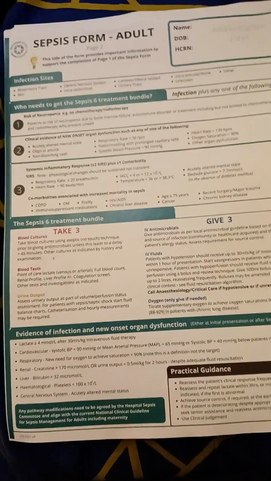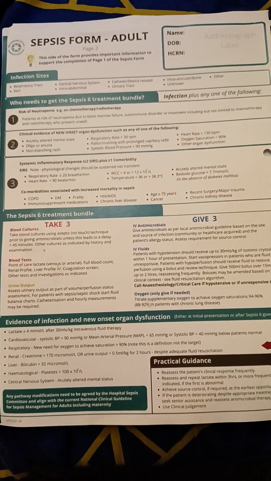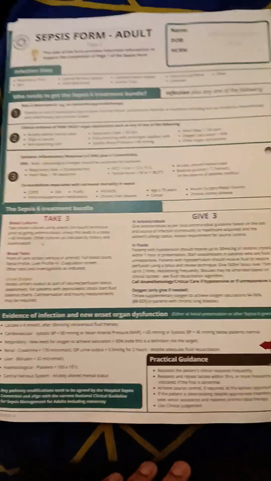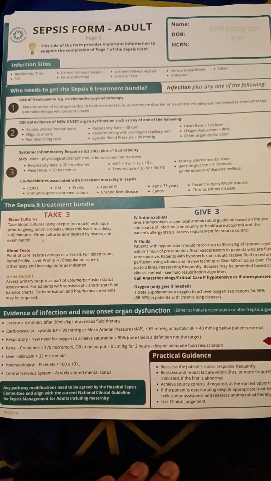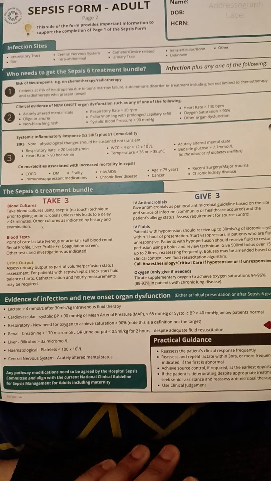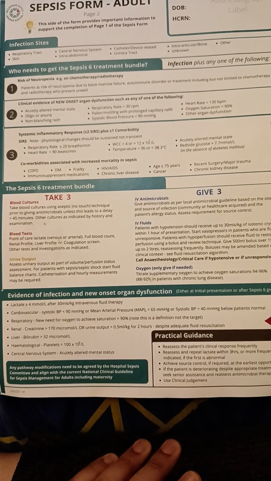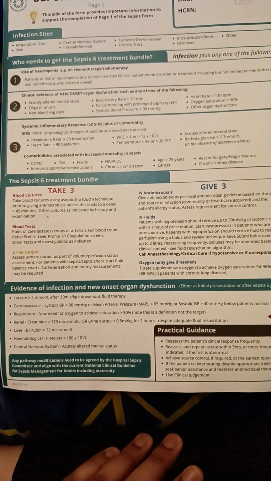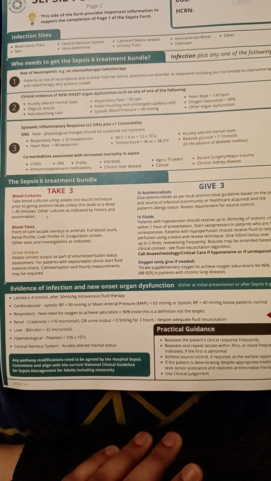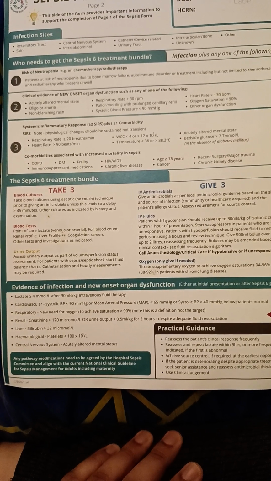Risk of neutropenia: patients at risk of neutropenia due to bone marrow or autoimmune disorder, conditions like SLE, patients with HIV, and patients with cancers having chemotherapy or radiotherapy who present unwell. In this condition, you will have one of these criteria, and the second one is clinical evidence of new onset of organ dysfunction. If one of the following is present, that might be the cause to start this form. And the third one is systemic inflammatory response, that is two or more SIRS criteria plus one comorbidity. You have to note physiological changes should be sustained, not transient.